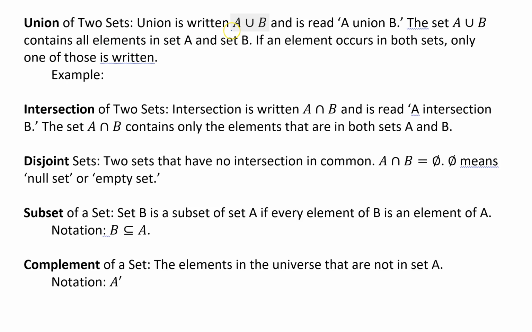So the first thing is an A, and that tells you that your first set is being called set A, and your second set is being called set B. And the U in between is telling us that we're finding the union of set A and B. Typically it's read A union B. The set A union B contains all elements in set A and in set B. If an element occurs in both sets, only one is written.